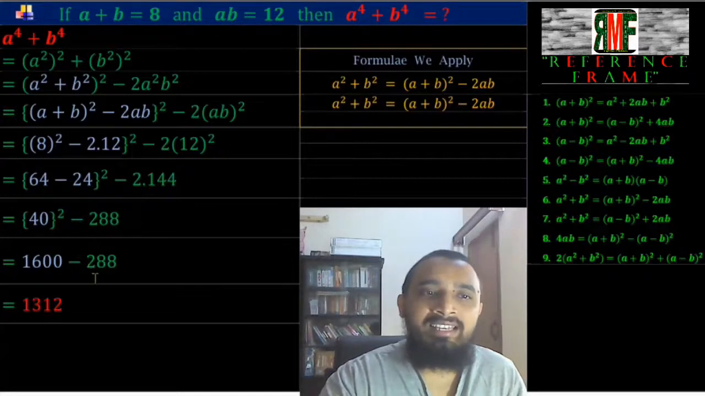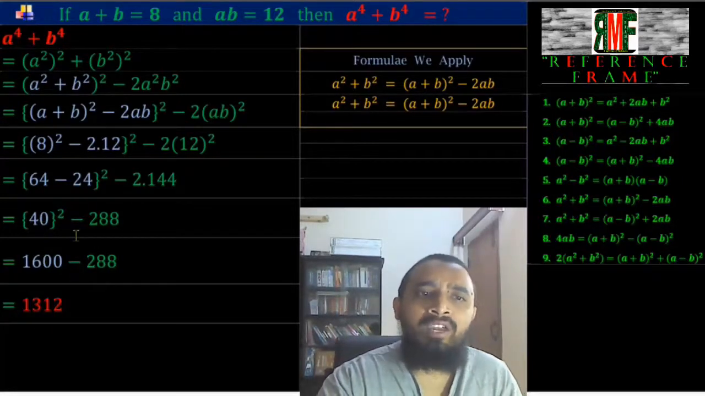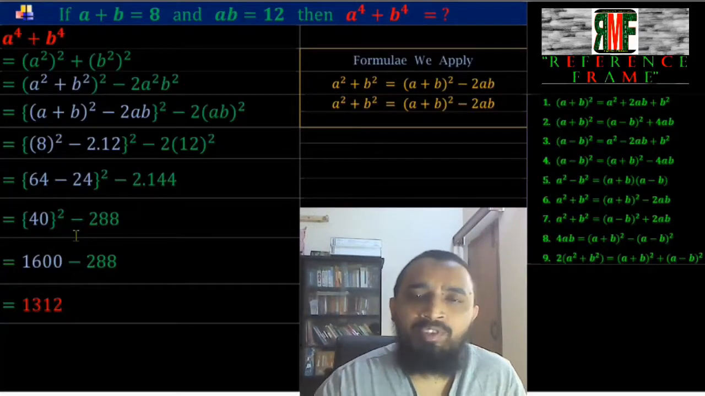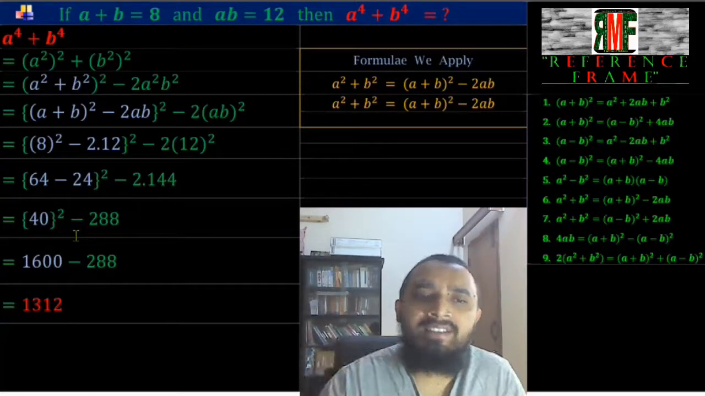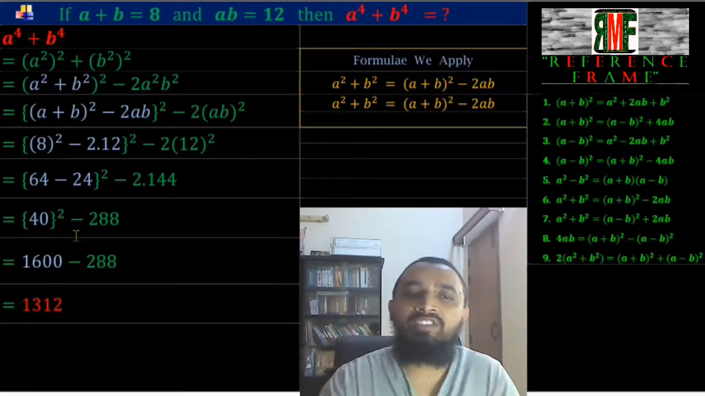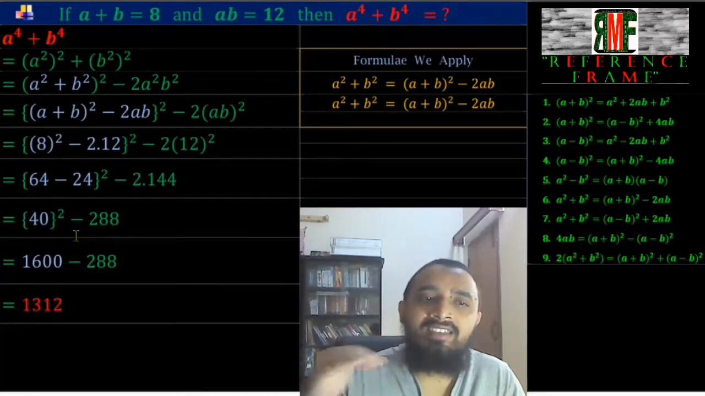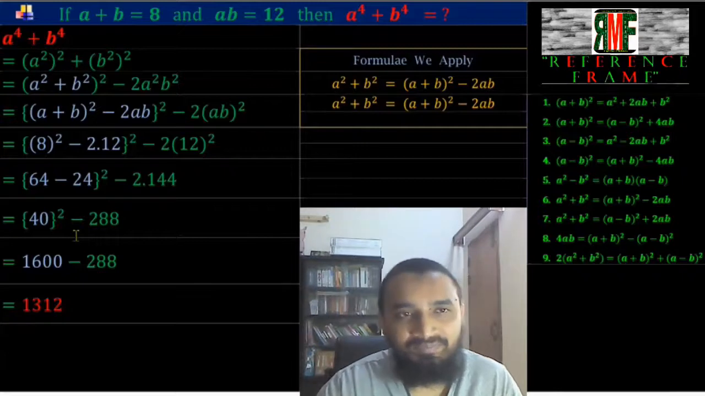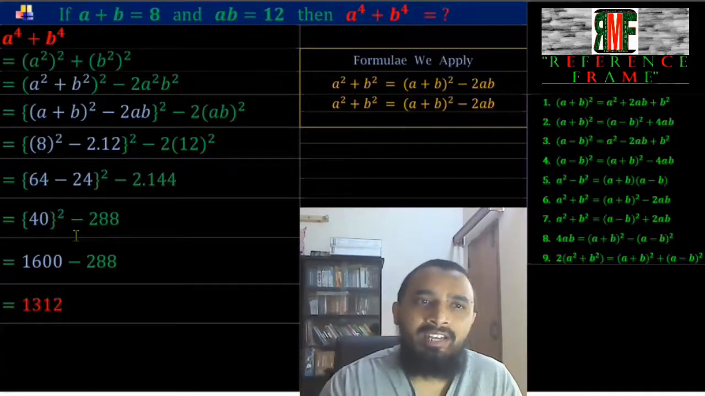Therefore, we got the result 1600 minus 288. 1600, how? If we square 40, that means 40 into 40, that will give us the result 1600. Now subtracting 288 from 1600, we're going to get the result 1312. Okay, let us move into the next problem.